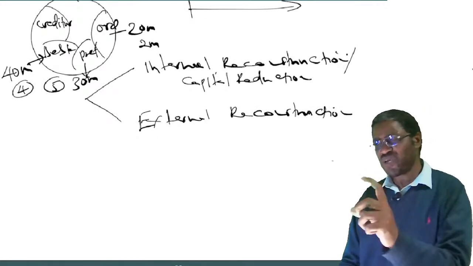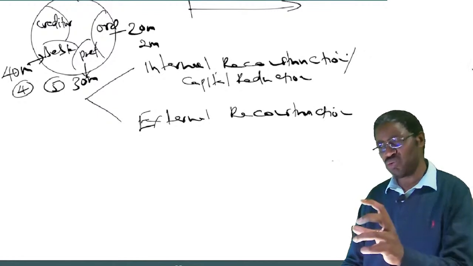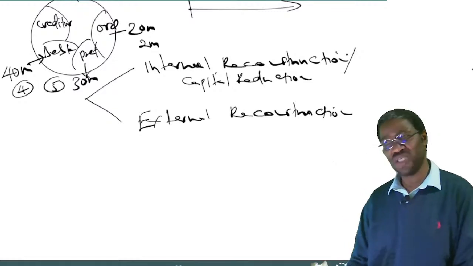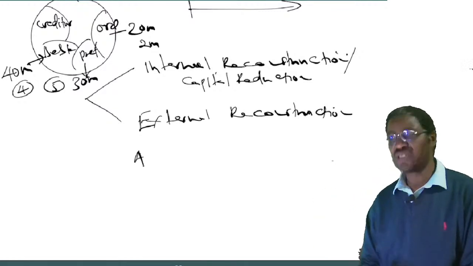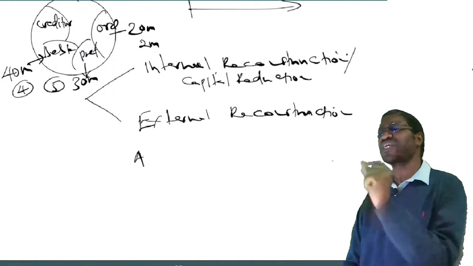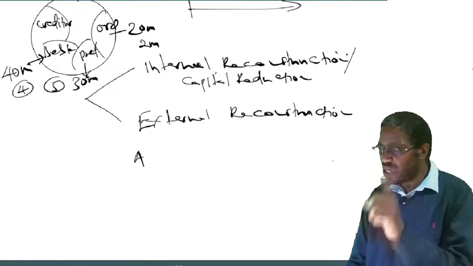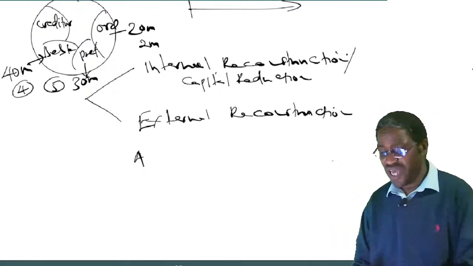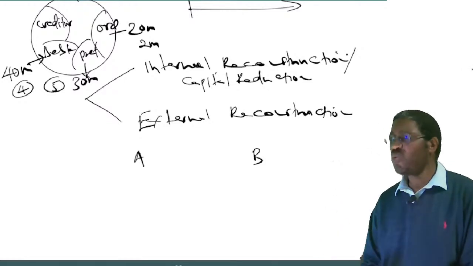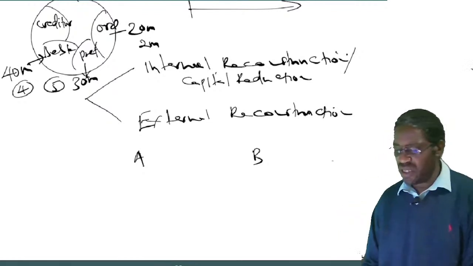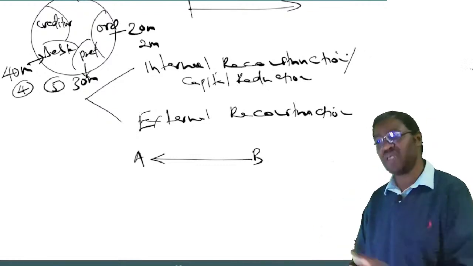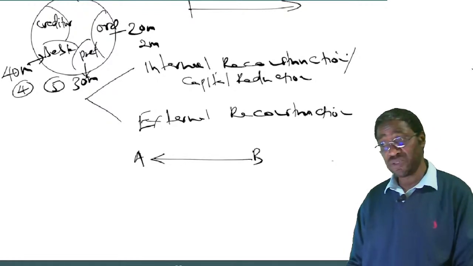Now, if as a company you are going through this reconstruction process, but you want to reconstruct yourself through external reconstruction, we were assuming you are a company A. When it comes to external reconstruction, another company, let's call it company B, will have to come and buy the business of company A.